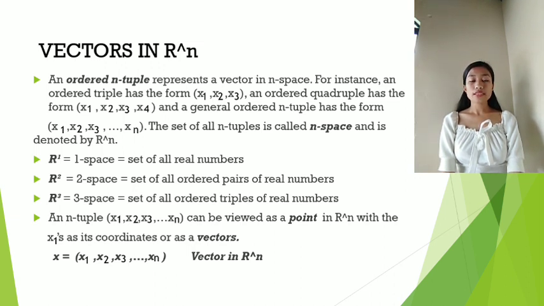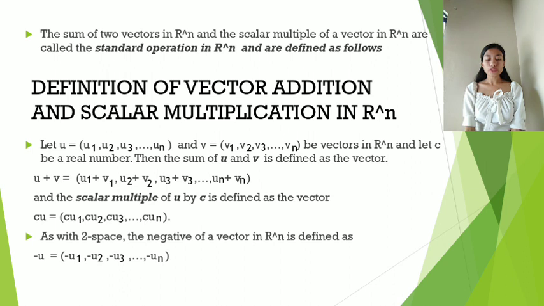X is equal to (x sub 1, x sub 2, x sub 3, ..., x sub n). These are the vectors in R raised to n. The sum of two vectors in R raised to n and the scalar multiple of a vector in R raised to n are called the standard operations in R raised to n and are defined as follows. So these are the definitions of vector addition and scalar multiplication in R raised to n.